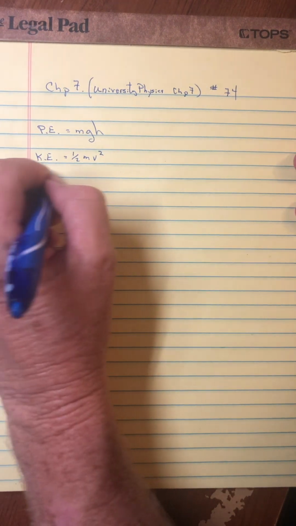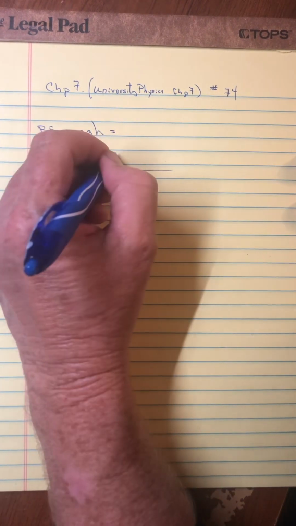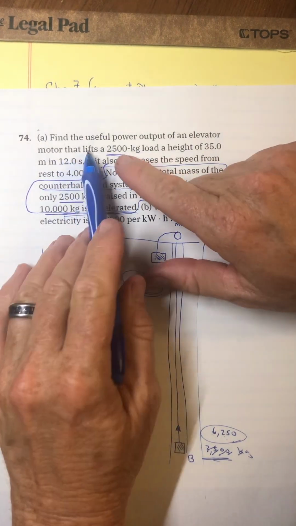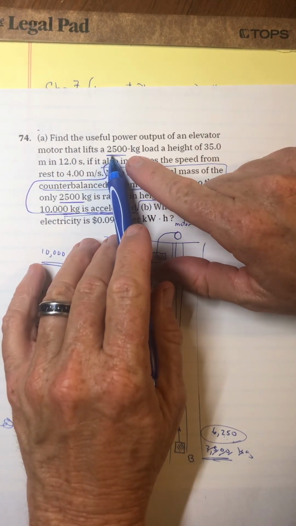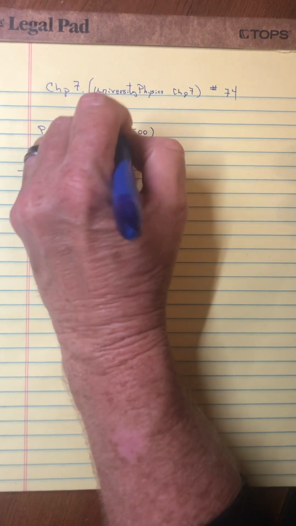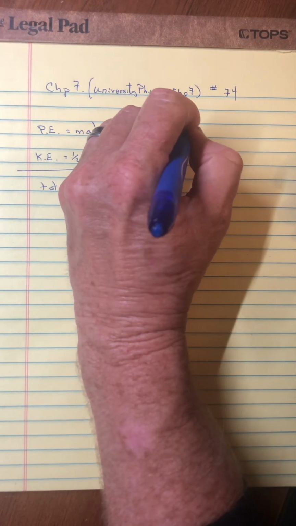And when you add the two together, you get the total. And that's why this phrase here is important, saying that it's the equivalent of just lifting 2,500, because again, one goes up and the other goes down. So I'm going to put 2,500 kilograms. I'm going to multiply by 9.8, and I'm going to say we are going to lift it 35 meters.